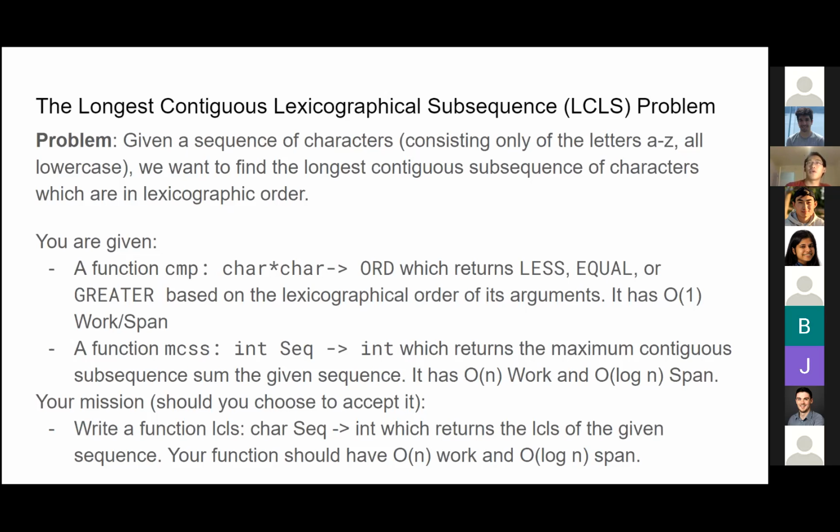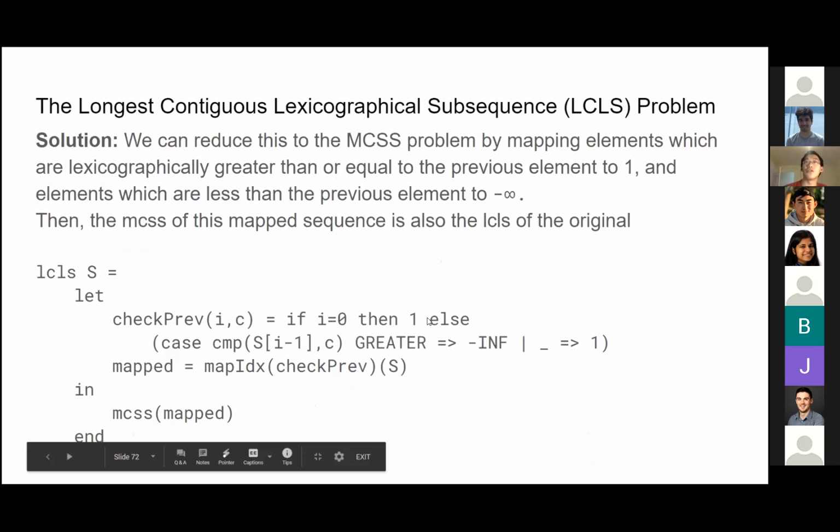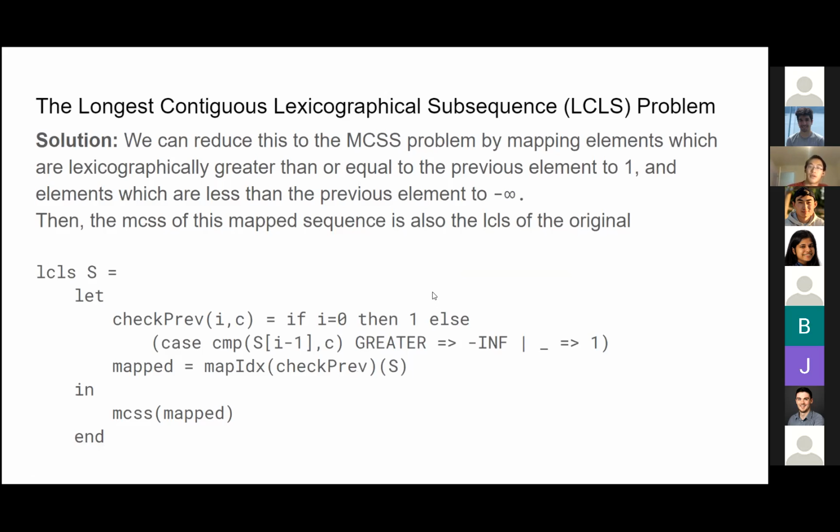With Barat's solution, where you map from 1 to 26, again you would have an issue where the MCSS of that would just be the entire sequence, no matter what. It would just be the sum of the ASCII values, basically. But if you adapt Yunsong's solution to negative infinity, so if you are lexicographically greater than or equal to the previous element, you get mapped to 1, otherwise negative infinity, then the MCSS of that resulting sequence will be the same as the LCLS of the original.